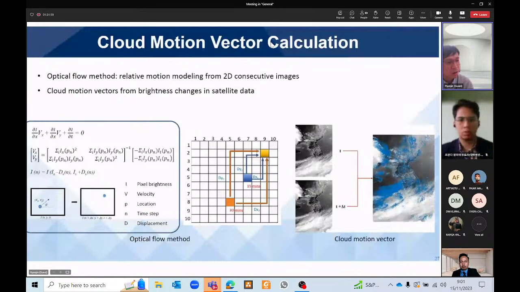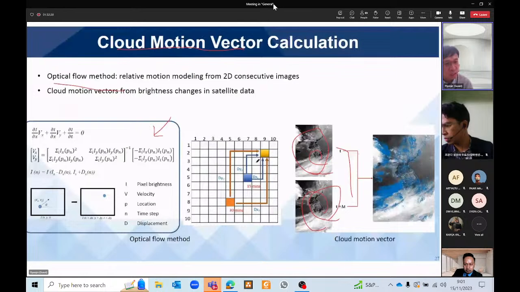done in my lab by Dr. Prata. Cloud motion vector calculation. As you see, these are satellite images at the past and now. And you can plug in this optical flow method. It will calculate pixel movement based on the 2D image. And you can see the arrow. The arrow shows the cloud motion vector. Then you can estimate the motion of the cloud after several hours. So now you may see our cloud move to the northern part, for example.